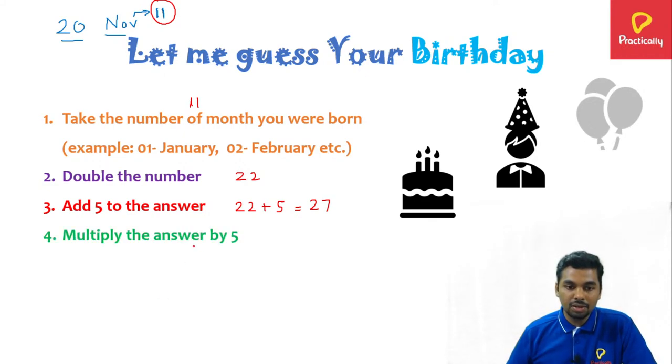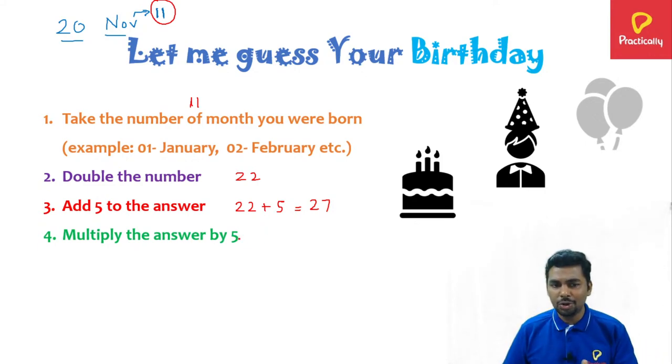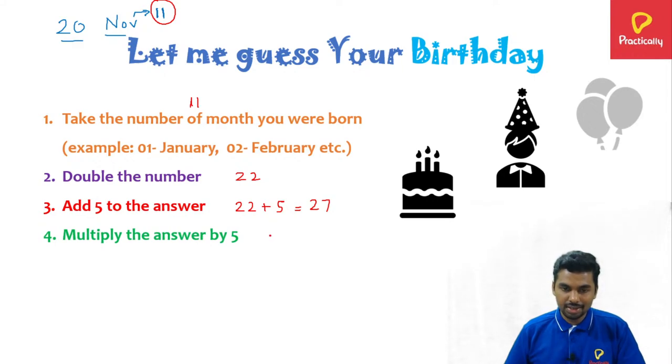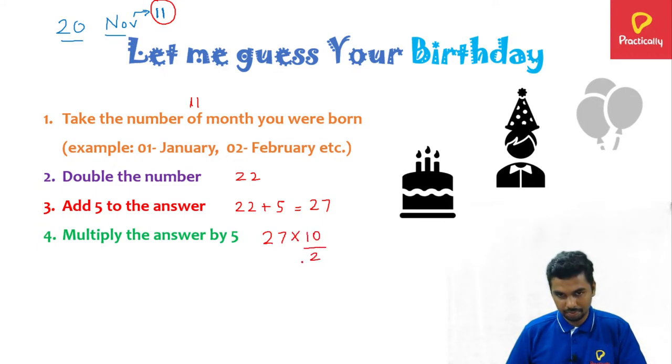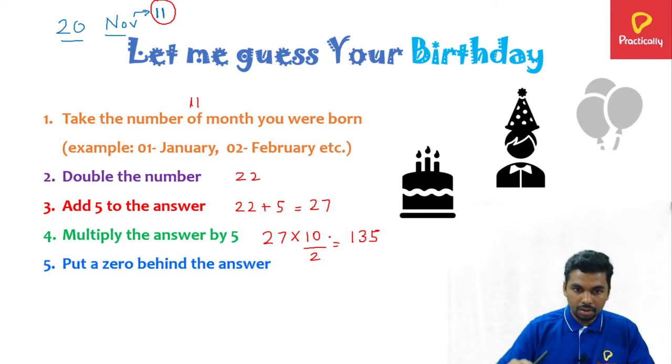The next step is that you have to multiply by 5. So anybody knows an easy way to multiply by 5? There is an easy way. You can multiply by 10 and divide by 2. That is also fine. So 27 into 10 is 270, half of 270, half of 200 is 100, half of 70 is 35. So the answer should be 135. You will have a different answer. Don't get confused.